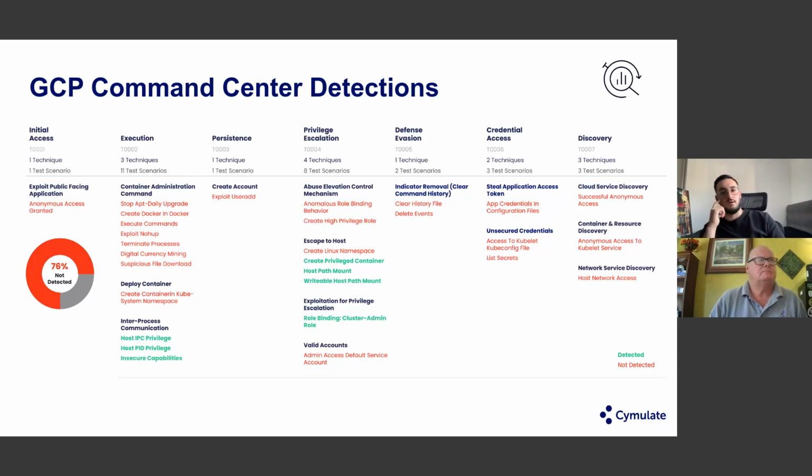GCP Command Center had the most difficulty, I would say, out of the three, with 76% of the attacks not detected. Categories like initial access, persistence, defense evasion, credential access, and discovery resulted in a 0% detection rate. Maybe if we had configured the default parameters for the detections, we could have gotten more detections, but with the default configurations, those are the results.